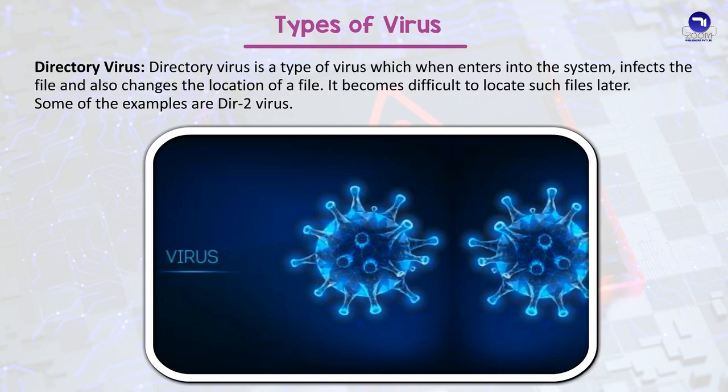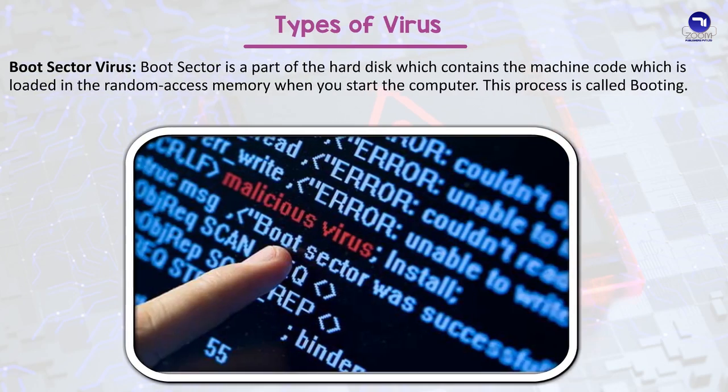Directory virus. Directory virus is a type of virus which, when it enters into the system, infects the file and also changes the location of a file. It becomes difficult to locate such files later. Some of the examples are dir2 virus.